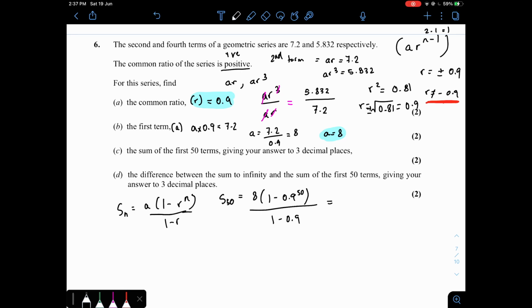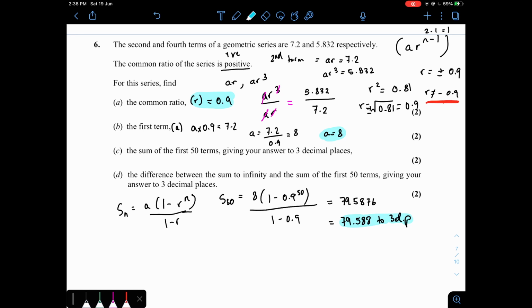So that is 8 times 1 minus 0.9 to the power of 50, over 1 minus 0.9, and they want it to 3 decimal places. So I'm going to write 79.5876. I'm writing 4 decimal places so I can round it. That'll be 79.588 to 3 decimal places. So that is 79.588. Okay, so that's that.